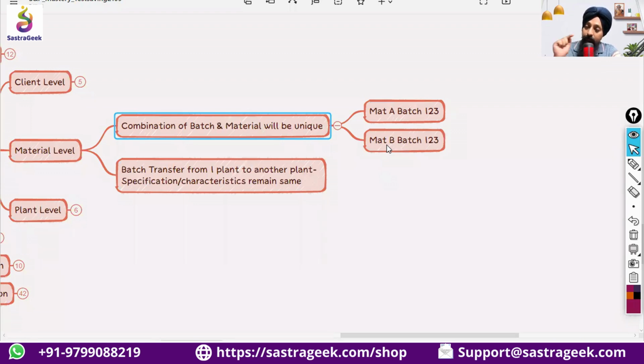Whenever you create a program or run a report, you will always have to give the combination of plant, or the combination of material and batch. You need to always give a combination of material and batch.